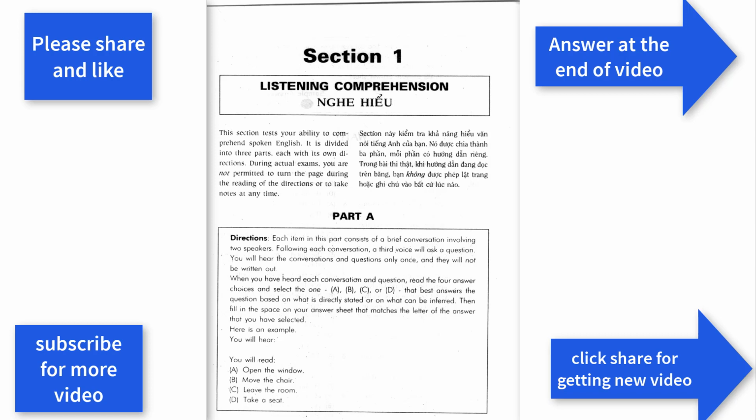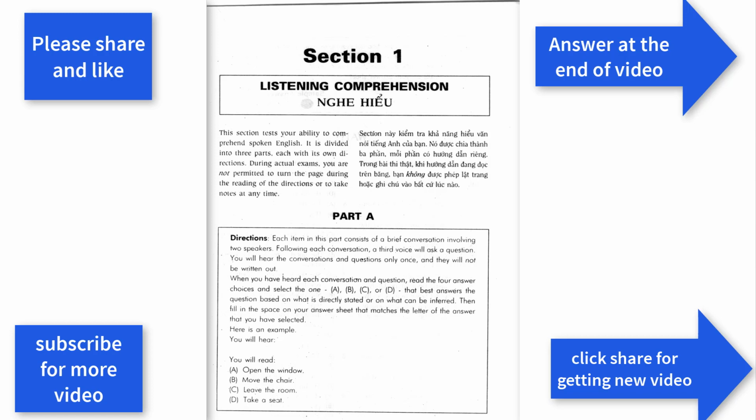When you have heard each conversation and question, read the 4 answer choices and select the one, A, B, C, or D, that best answers the question based on what is directly stated or on what can be inferred. Then fill in the space on your answer sheet that matches the letter of the answer that you have selected.